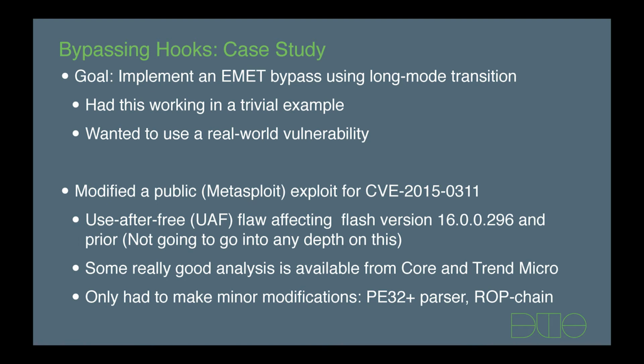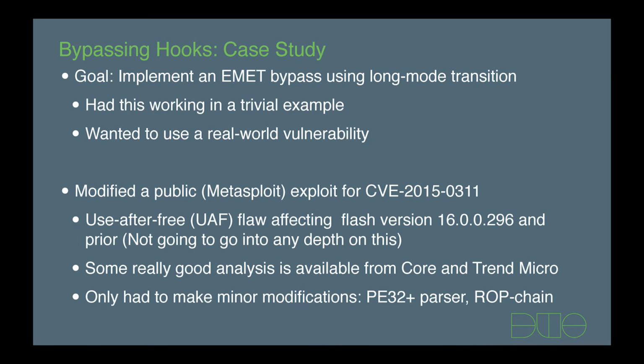We took a Metasploit exploit that is obviously publicly available for a use after free flaw affecting Adobe Flash. If you think back to the Rust presentation yesterday, that was a dangling pointer example. Use after free flaw is a dangling pointer. So this is exactly the kind of stuff that he was talking about trying to prevent. I'm not going to go deep into the bug, but if you want to know more about it, there's really great analysis from both Core Security Technologies and Trend Micro.